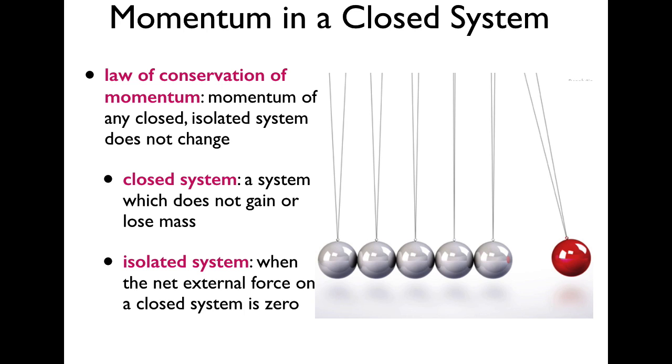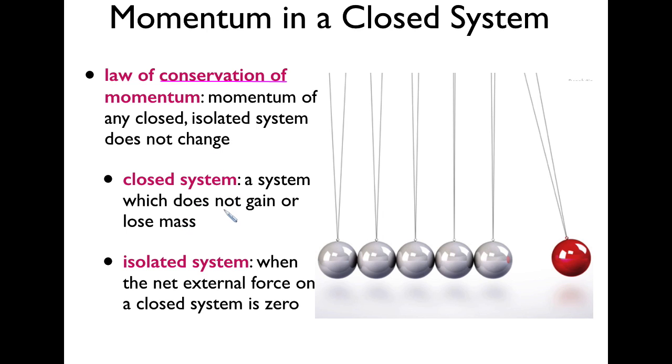The law of conservation of momentum just says that the momentum of any closed system does not change. Remember, anytime you see something that says conservation of, it just means whatever that is does not change. Then they give you two definitions, and it's really easy to get these mixed up. I suggest maybe making flashcards or something for them.